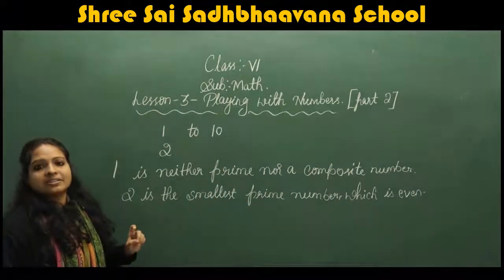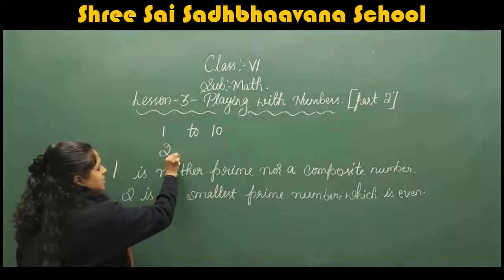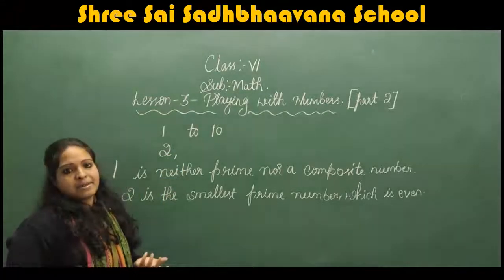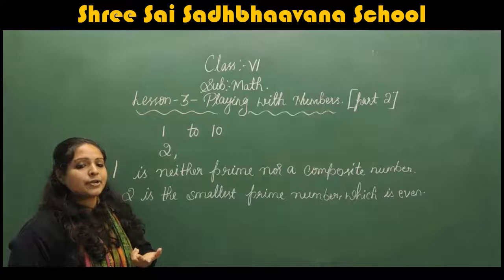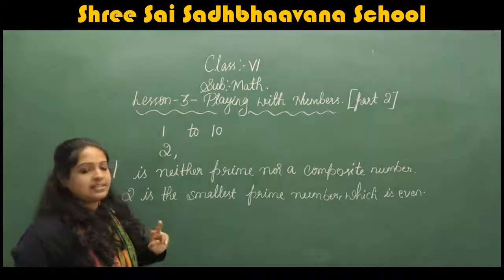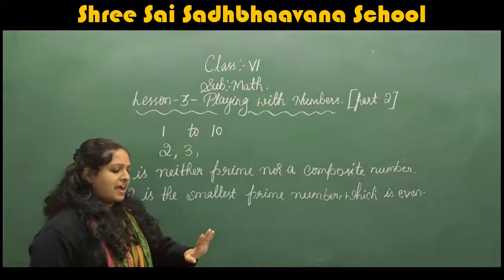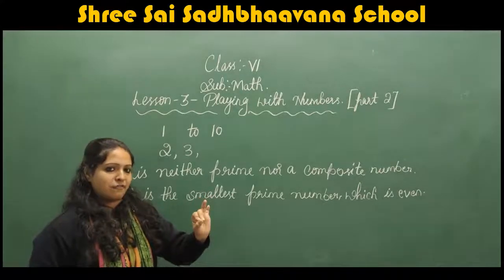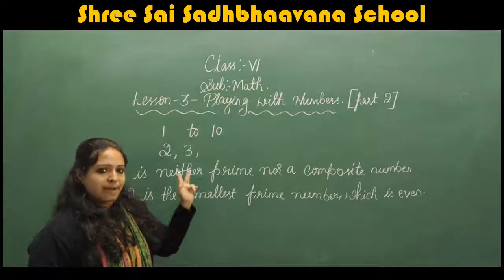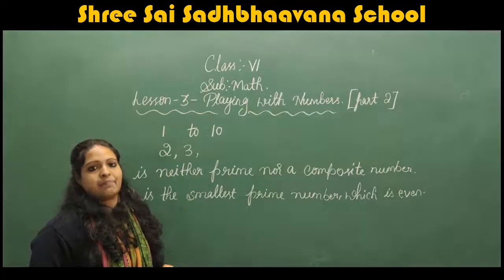We'll move on to 3. 3 is also a prime number because you can find 3 in only 2 tables, that is in 1's table and in 3's table. What about 4? You can find 4 in 1's table, 2's table, and 4's table. So, is it a prime number? No, it is not a prime number.